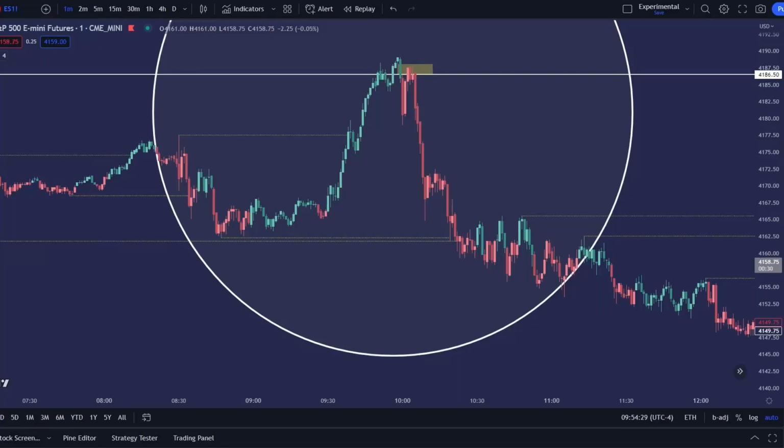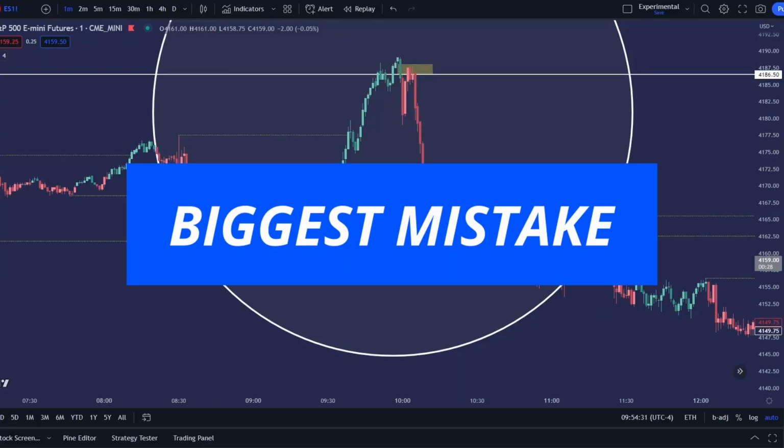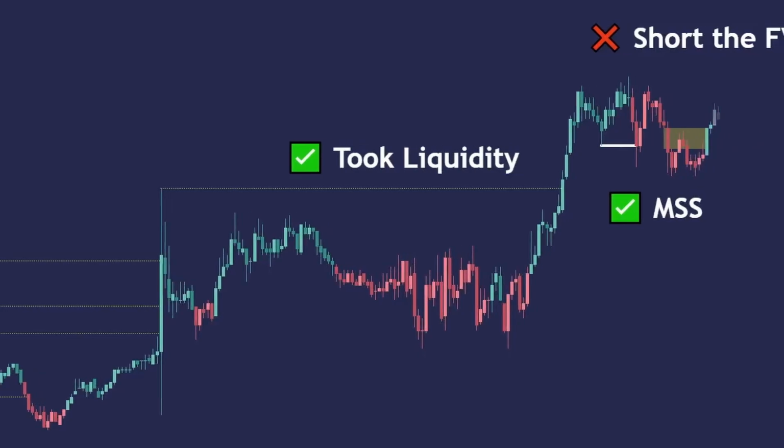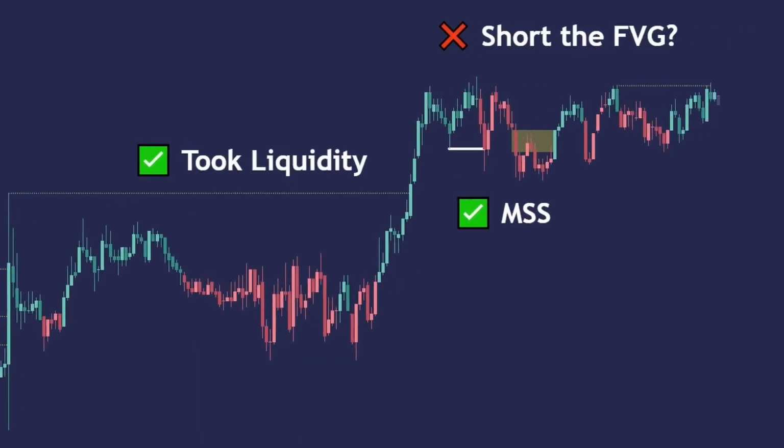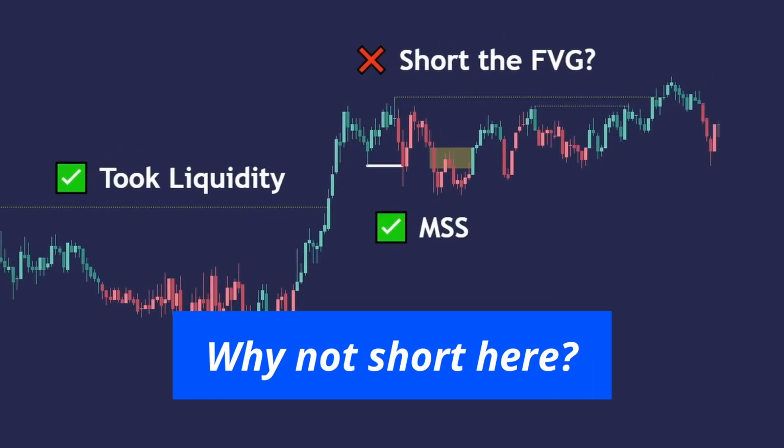Hey everyone, today I want to go over the biggest mistake that I see new ICT traders make. And this isn't just some clickbait title. I've had this conversation with literally dozens of people in my DMs who were struggling to find why certain setups were failing and certain setups were working.